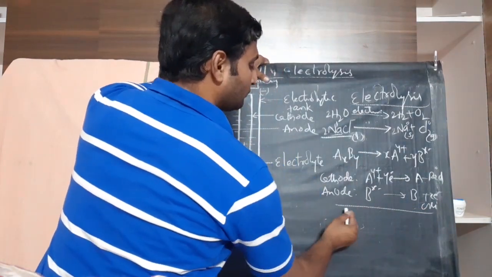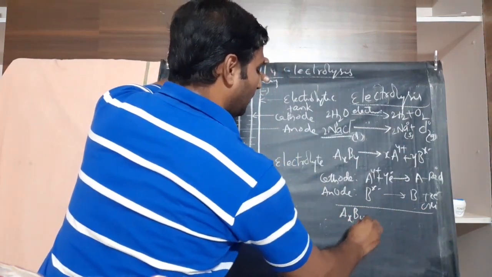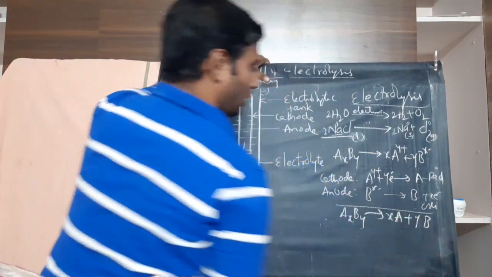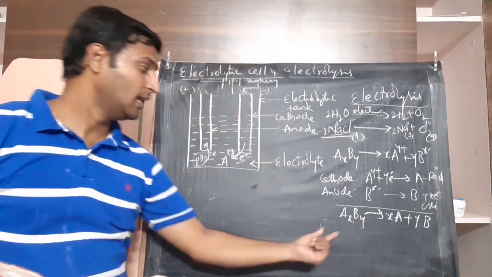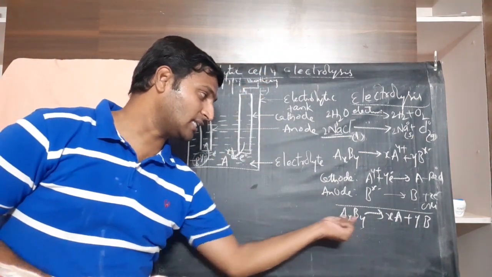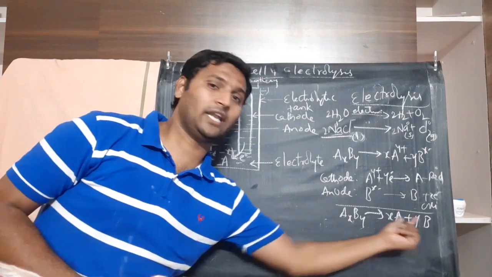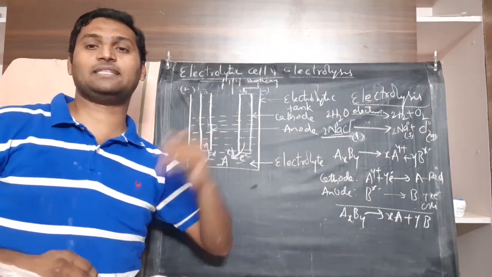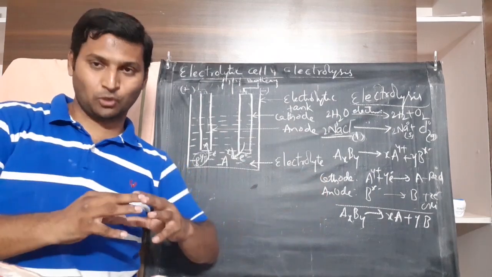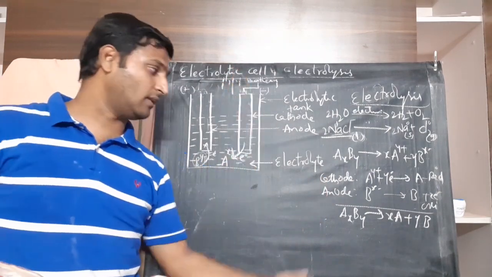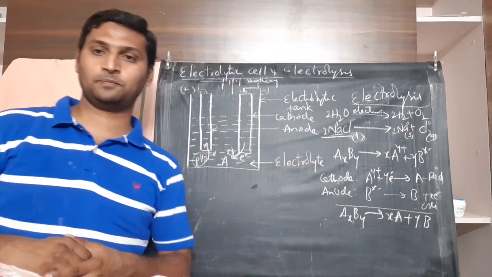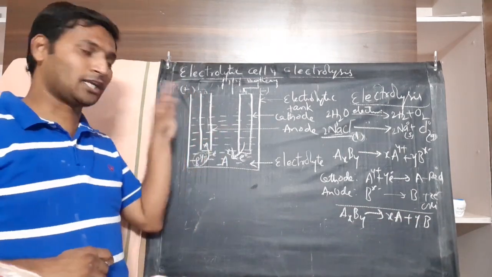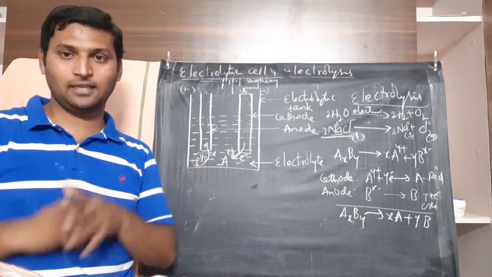You will be getting AXBY becoming X moles of neutral A plus Y moles of neutral B. Means compound containing charged species had transformed into two elements containing chargeless species called atoms. So ions have become atoms. Eventually, at microscopic level if you speak, at macroscopic level compound has become elements. Clear? That is electrolysis, electrolytic cell, the very fundamental.